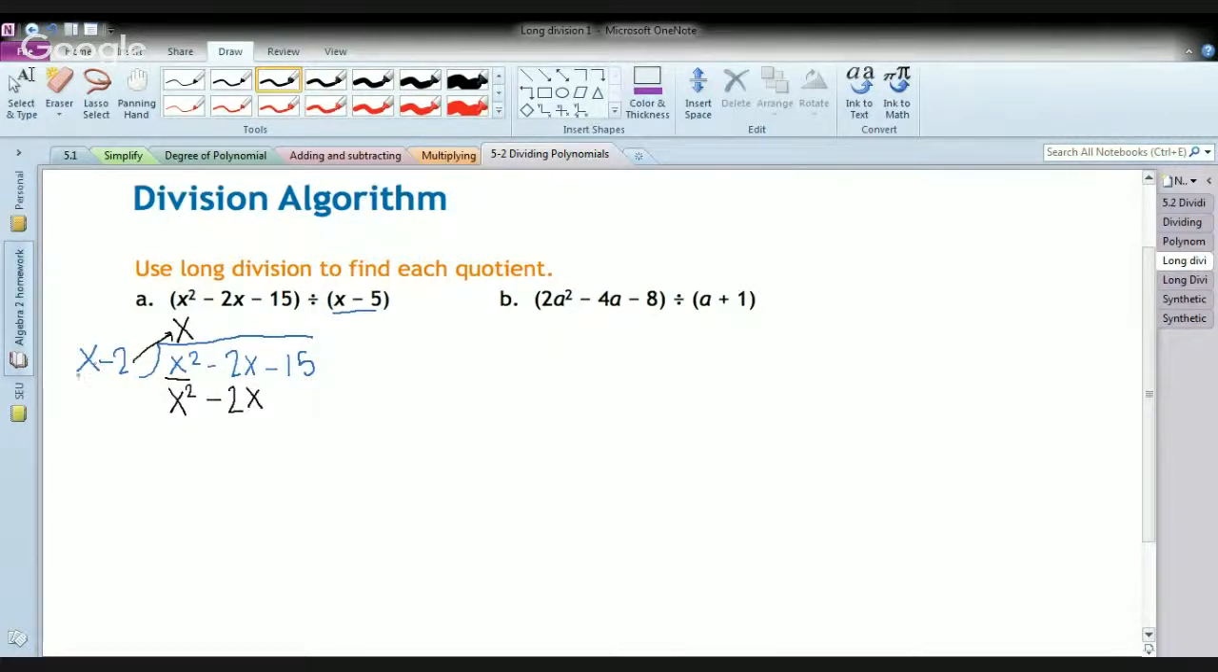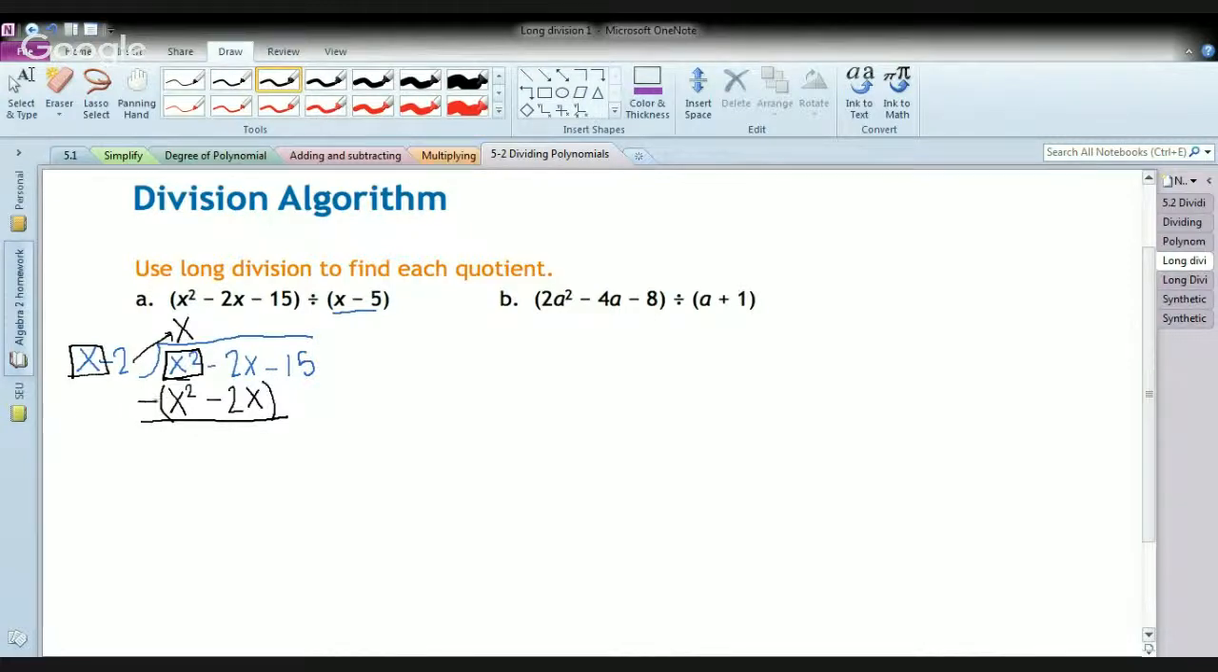Okay, so let me repeat that. I started by looking at this guy and I asked myself, x times what is going to give me x squared? So what I found was that x times x gives me x squared. And that's what I put underneath it. We can't forget the negative 2. So then I multiplied negative 2 times x, and that's how I got my negative 2x on the bottom. All of that we are subtracting.